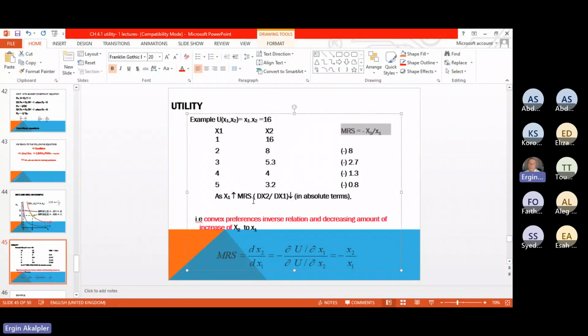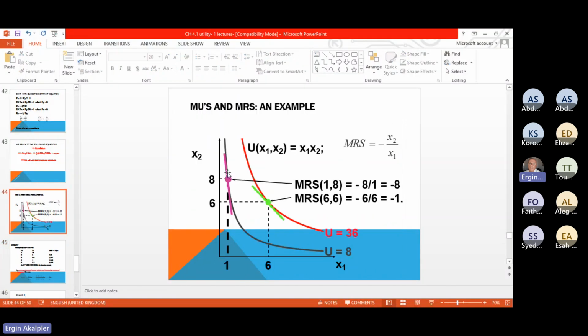Then the marginal rate of substitution, as it is indicated here, delta x2 minus delta x1, which in absolute terms is represented, x1 is increasing and x2 is increasing, as it is indicated here. Therefore, we are going to add this differentiation to each other and divide it and get this result. And this is then, as it is indicated here, represented as a convex curve, because it is so.